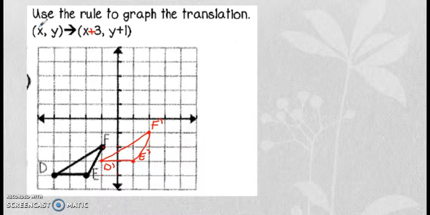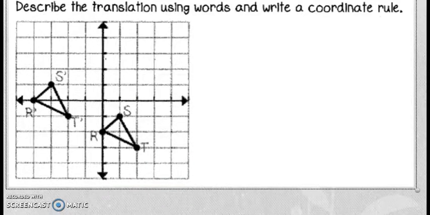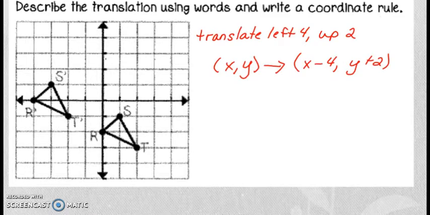Why don't you practice this example, describe the translation using words, and write a coordinate rule. Press pause, and when you're ready, press play to see the answer. And here's our answer. The pre-image is on the right. This one right here is our pre-image, which means our shape is moving to the left and up. All you need to do is count the number of spaces, and then you have the coordinate rule.